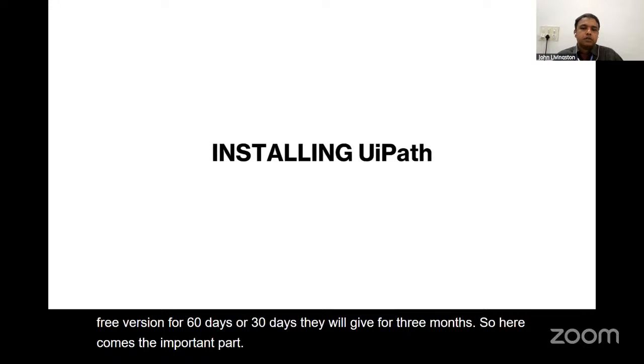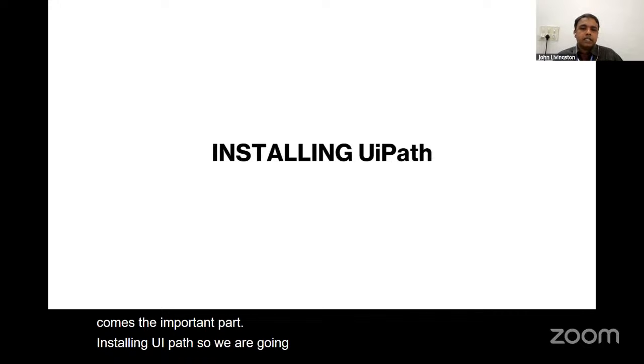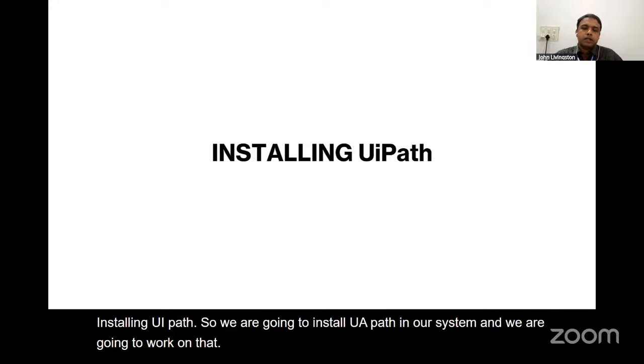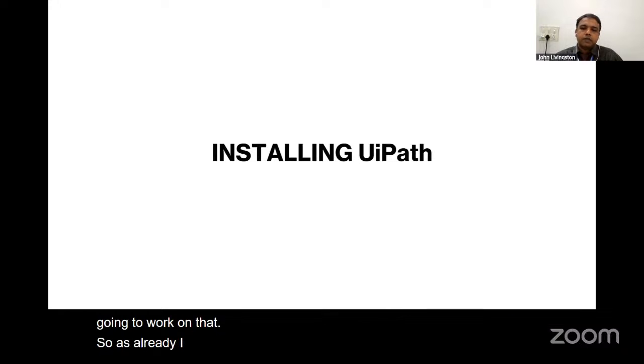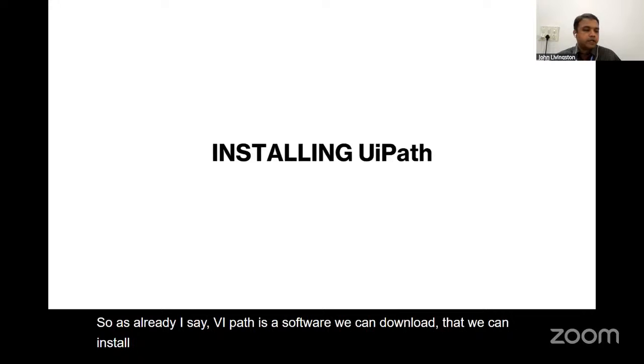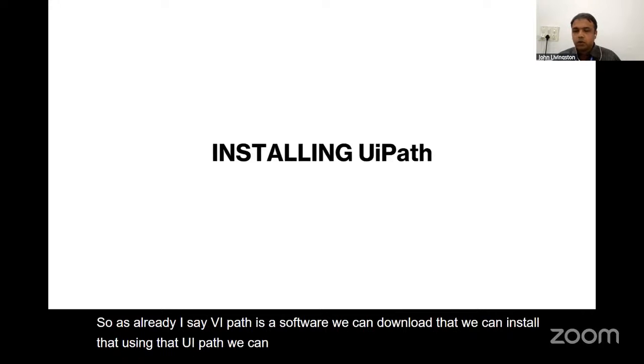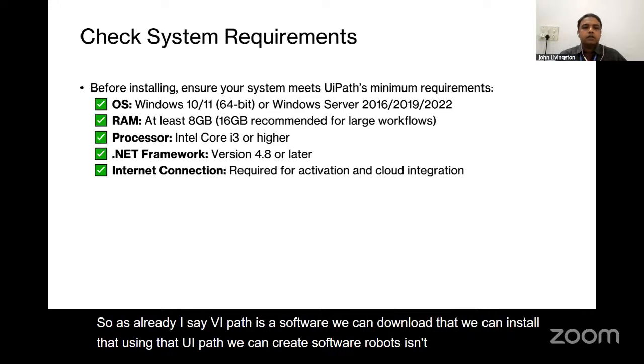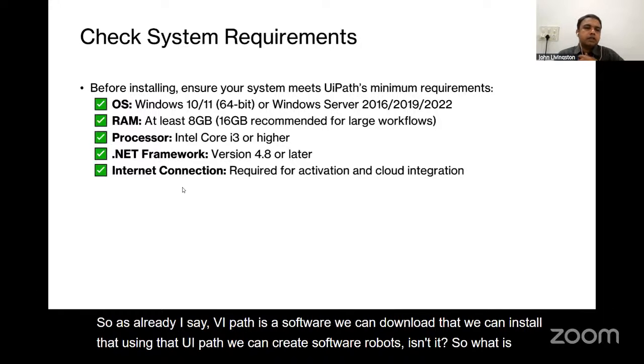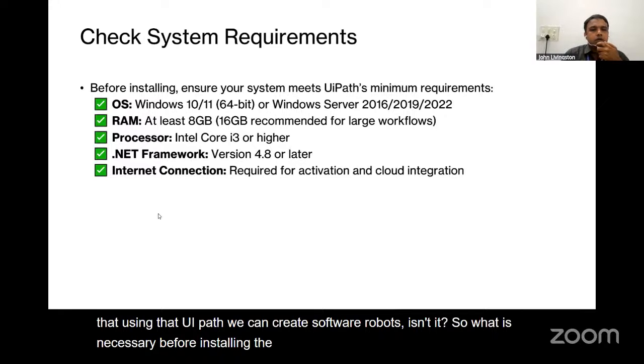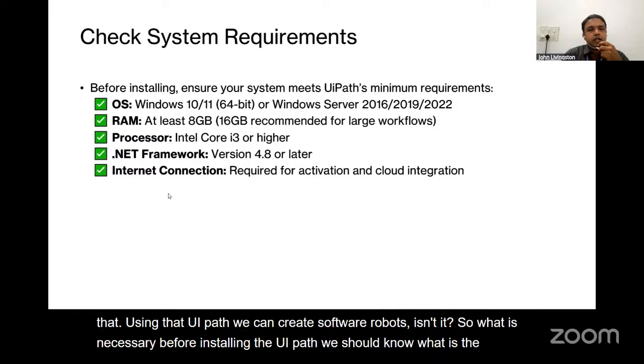Installing UiPath. We are going to install UiPath in our system, and we are going to work on that. As I already said, UiPath is a software. We can download it and install it. Using that UiPath, we can create software robots, isn't it? So what is necessary before installing UiPath? We should know the recommended system requirements.